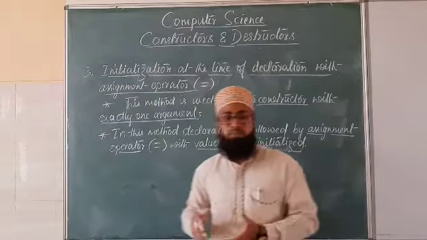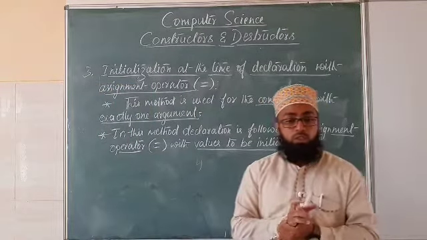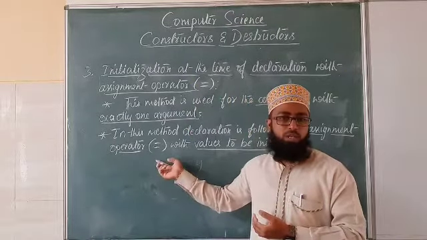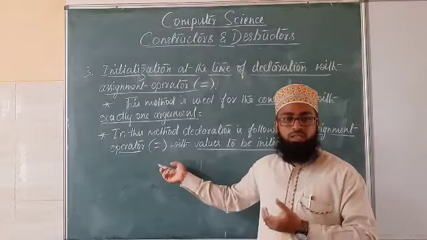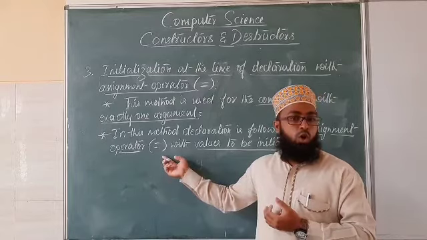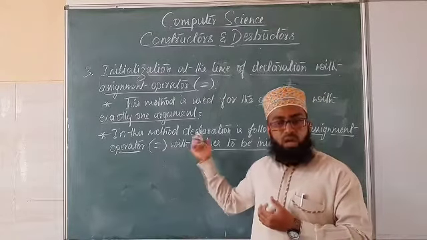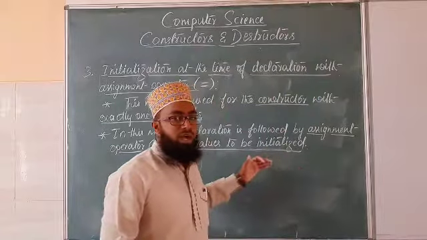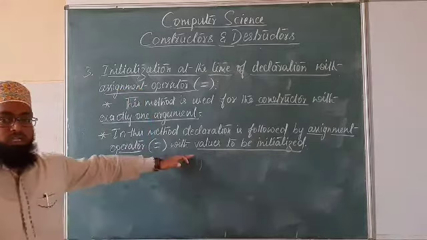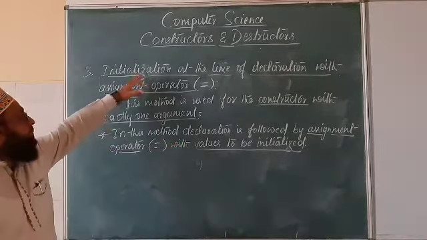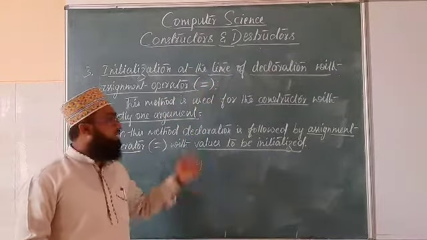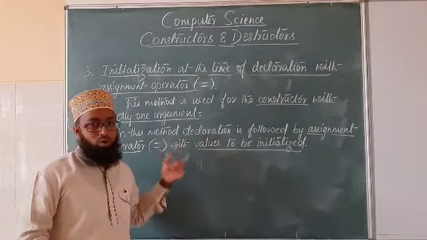Under this method, declaration of an object is followed by the assignment operator, that is the equal sign. Assignment operator means the equal sign. We can call this symbol in C++ the assignment operator. Okay, and along with this operator, values to be initialized. These values are also used for initialization at the time of declaration of an object with the help of the assignment operator.